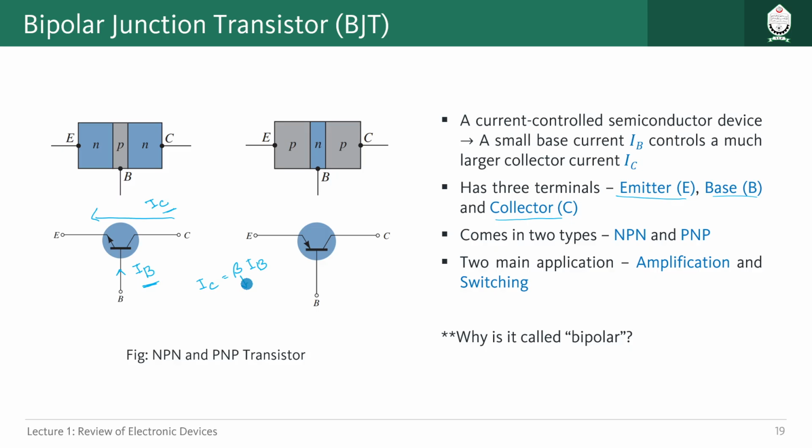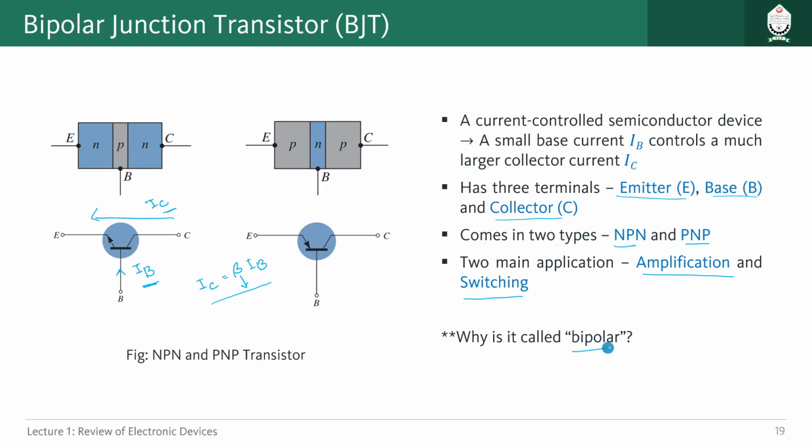It comes in 2 types, obviously NPN and PNP, and there are 2 main applications for this device. One of them is amplification. You can already understand from this that it amplifies the amount of current. The other one is switching. For our course this semester, we will mostly use this device for switching, and how we do that we will try to understand in the next pages.